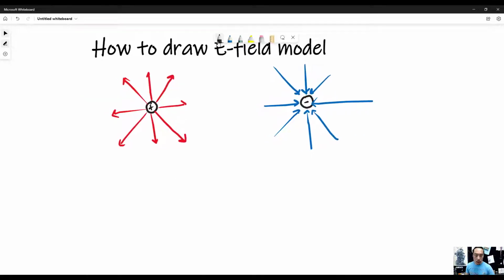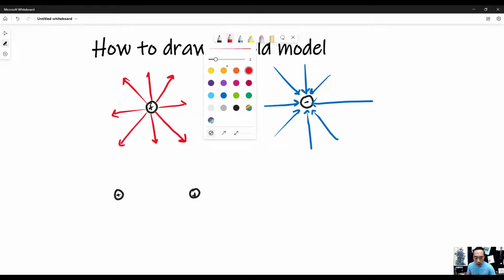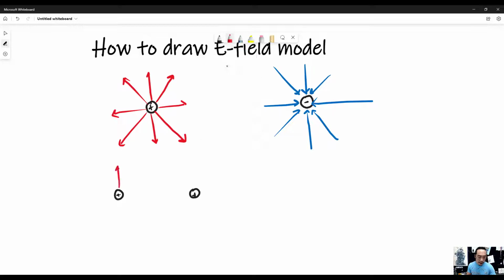So let's do an example over here. If I were to draw two different charges, right? Two positive charges here, one on the left and one on the right, and if I were to draw the E-field, let's say the one on the right kind of looks like this. Or excuse me, the one on the left looks like this, but the one on the right, it looks like this.